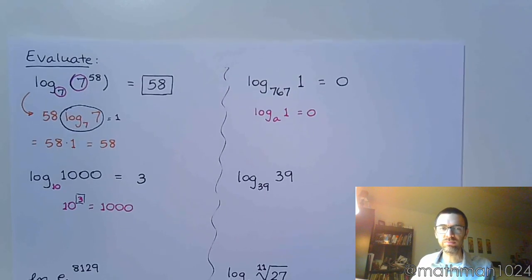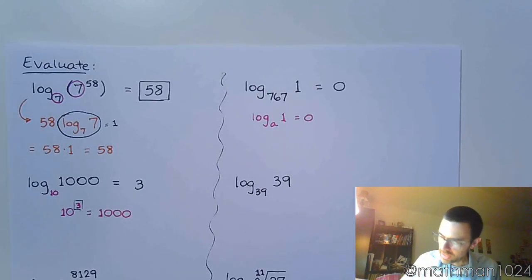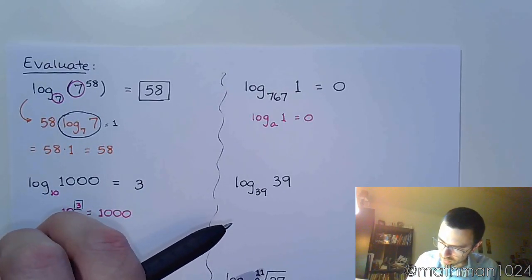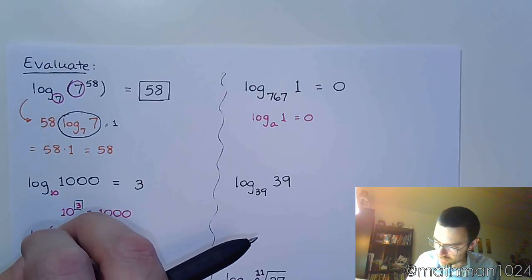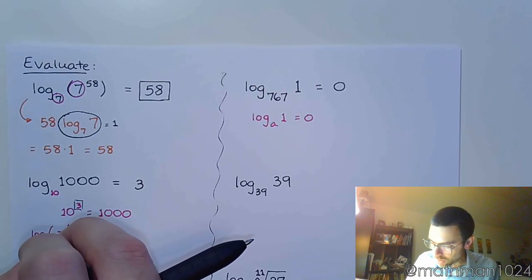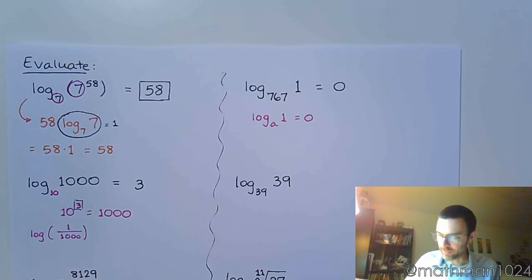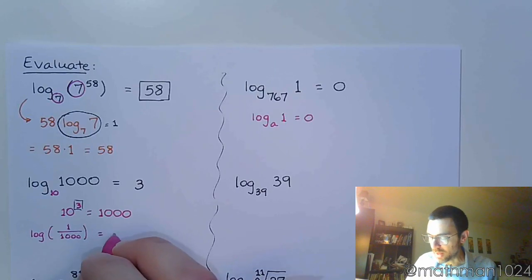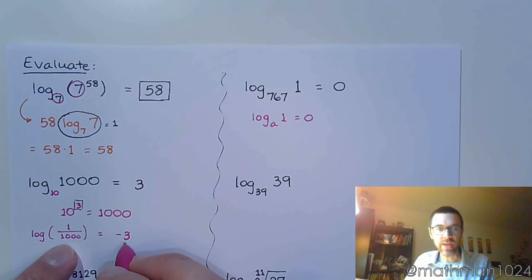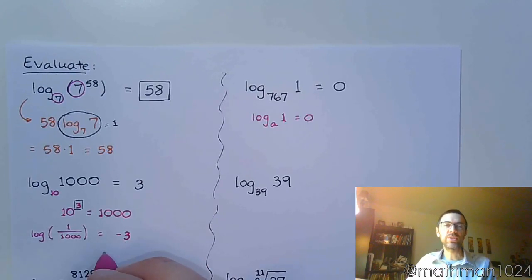As a little side note here, if I said, for example, what's log of 1 over 1,000? Well, log of 1 over 1,000 would be negative 3. 3 because of the 1,000, but negative because it's in the denominator.